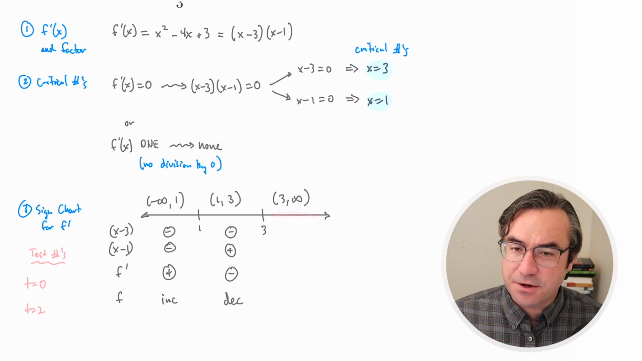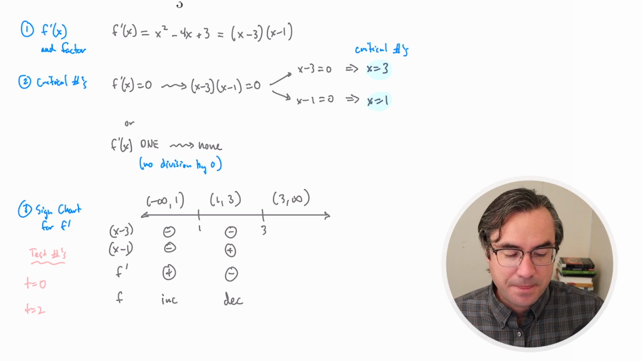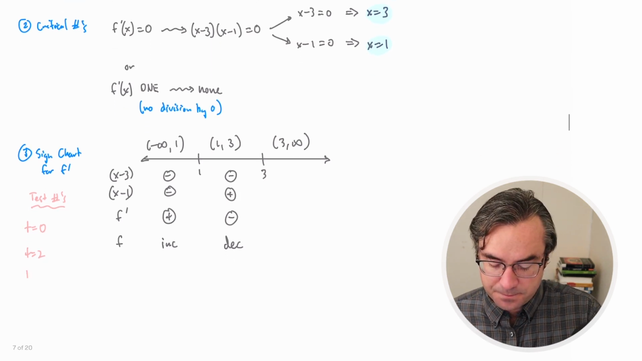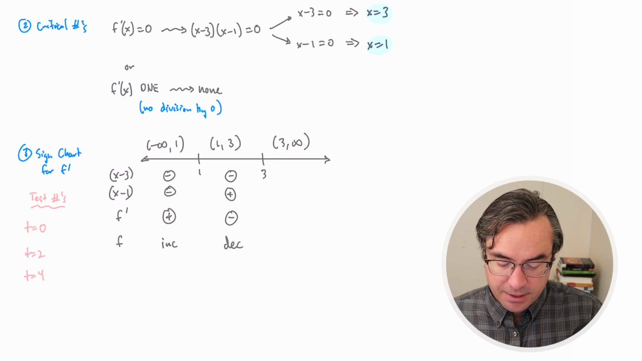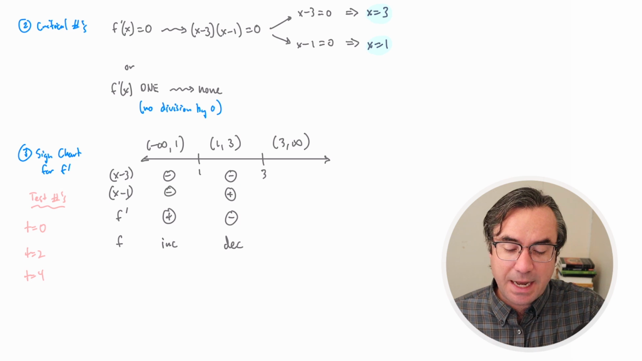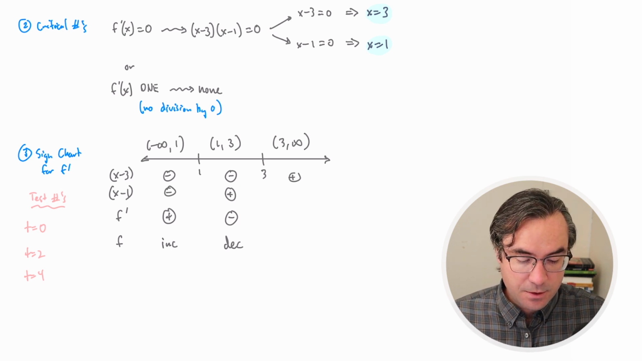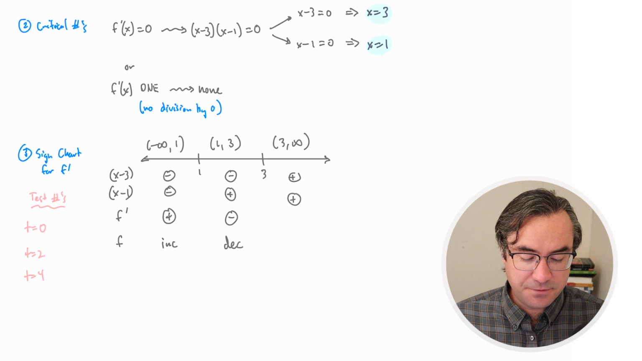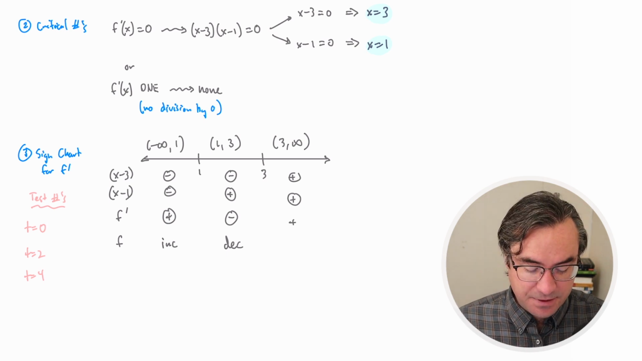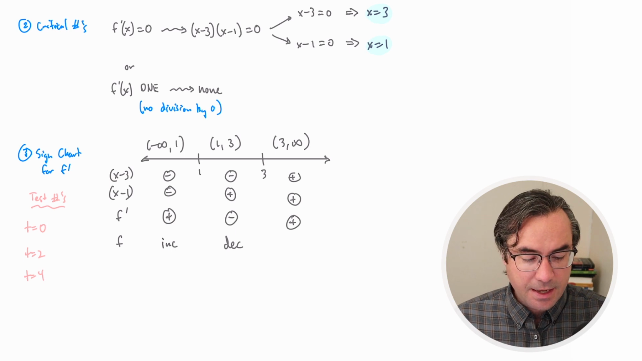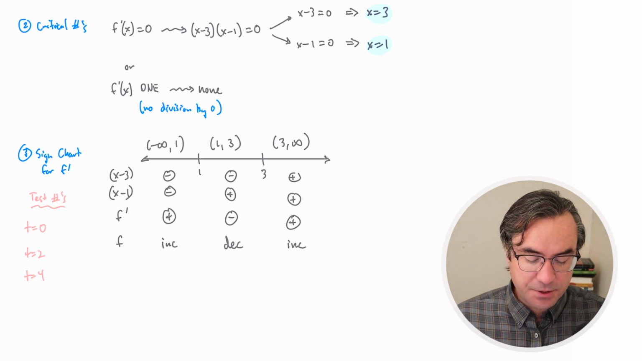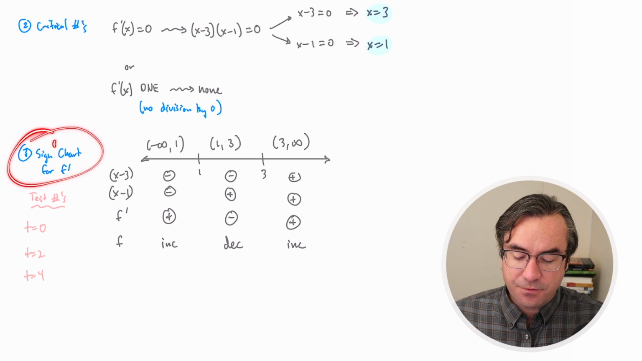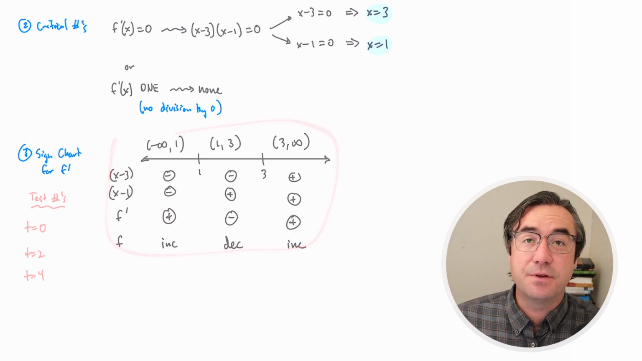And then finally, for the last interval, pick another test number, maybe something bigger than 3, so 4 would work. We plug it in here. We get 4 minus 3, which is positive 1. Go to the other one, plug it in there. 4 minus 1 is positive 3. So positive. And then a positive times a positive is positive. And when f prime is positive, that means our original function is increasing. So steps 3 and 4 are to write out the sign chart and then fill it in.